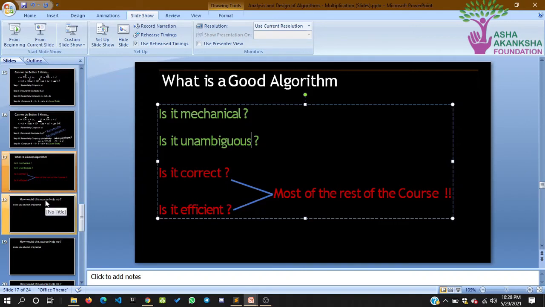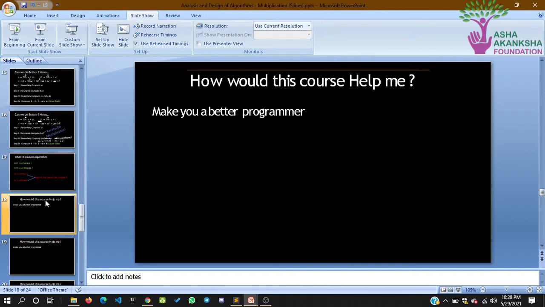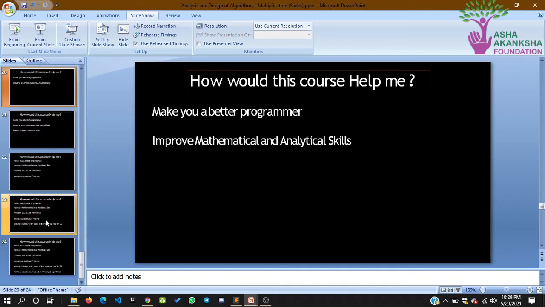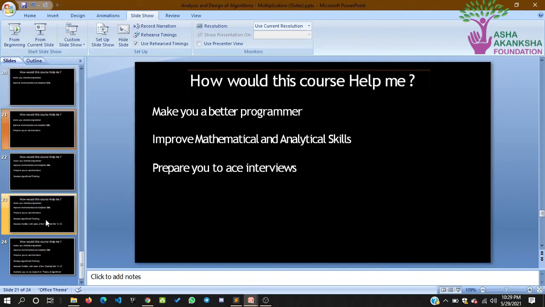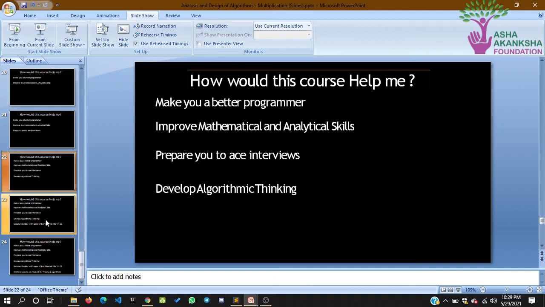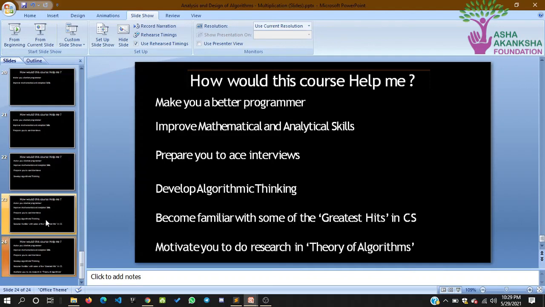So how would this course now benefit you? It will first of all make you a better programmer. Algorithms are a very necessary thing in programming, and then it will improve your mathematical and analytical skills, and it will also help you prepare for interviews. It will develop your algorithmic and mechanical thinking. It will help you become familiar with the greatest hits in CS. And of course, you can always do research in theory of algorithms after this.